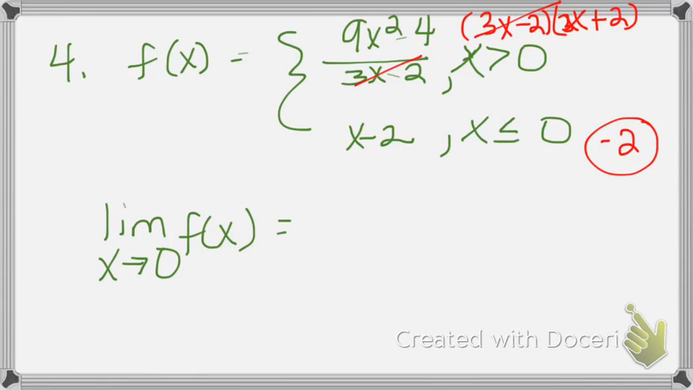Those cancel, plug in the 0, so on that one you get 2. Which means that this limit does not exist. Questions? Okay. Almost done with piecewise, and I can show you the new thing, which is really fun. I like it.